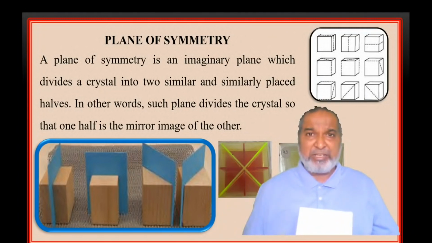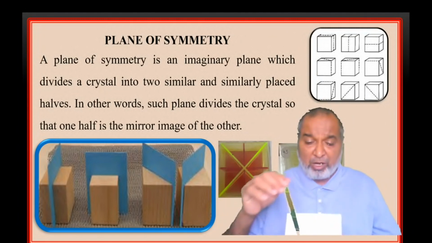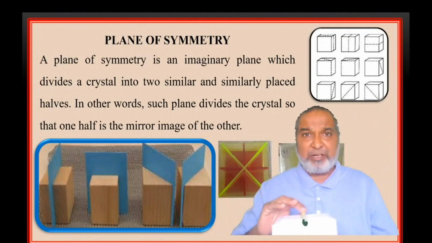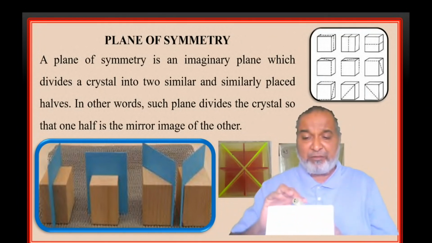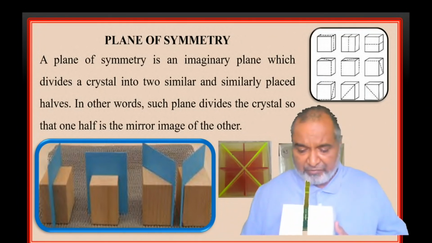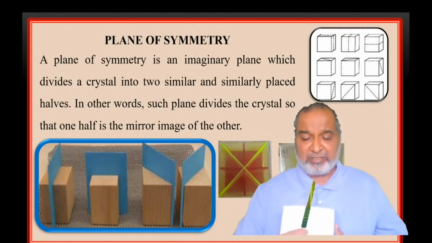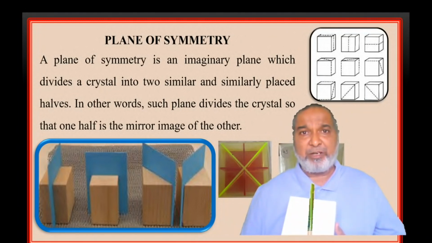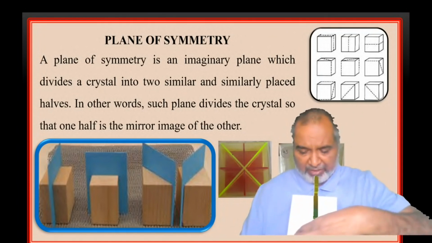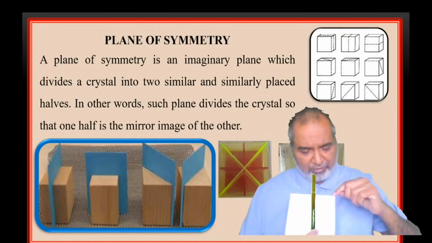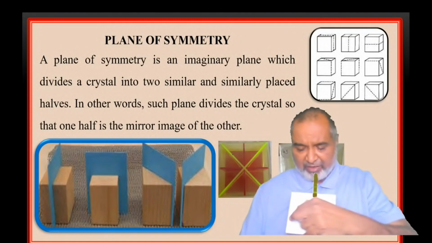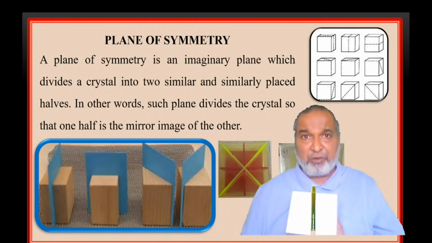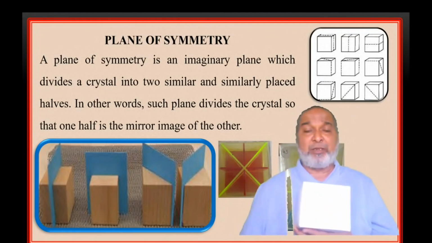Whenever any model from any system is given, first try to draw a plane from the front to the back face, from the center of the face. If it divides the crystal, this is the first plane of symmetry. The cube is exactly divided, so the left is the mirror image of the right. Whatever distances are here are exactly the same there. Whatever corner is here, the same corner is there. Whatever edge is here is exactly the same at equidistance. So this is the first plane of symmetry of this cube.